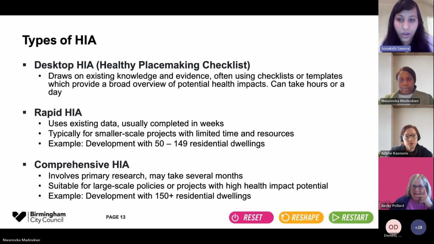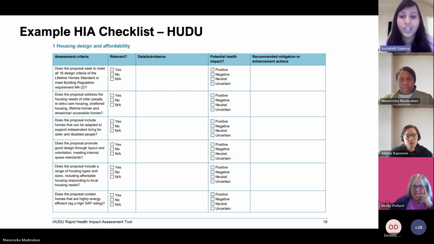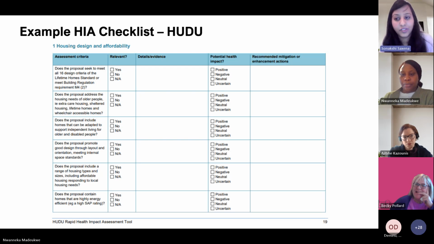On the next slide, we have an example of an HIA checklist, or what we call the HUDU checklist. It's the Healthy Urban Development Unit checklist. It ensures that all the relevant health impacts are considered during the planning and the development process. Birmingham is currently working on a placemaking checklist based on this HUDU model, and it evaluates projects and ensures health concerns are identified early on and addressed in the planning phase. It includes questions about environmental impact, social factors, and potential health risks that need to be mitigated.